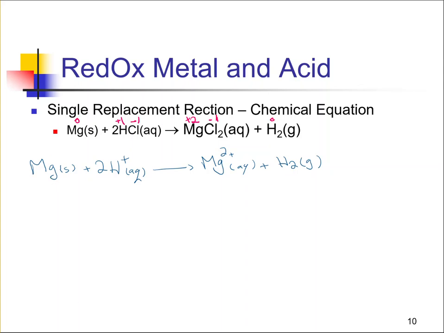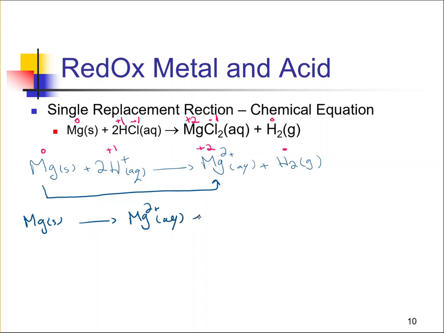Now, let's write the oxidation numbers one more time. So this is 0, hydrogen is positive 1, this magnesium is positive 2, and this is 0. Now magnesium is going from 0 to positive 2. So going from 0 to positive 2, it means that magnesium lost 2 electrons. So this is the oxidation half reaction.